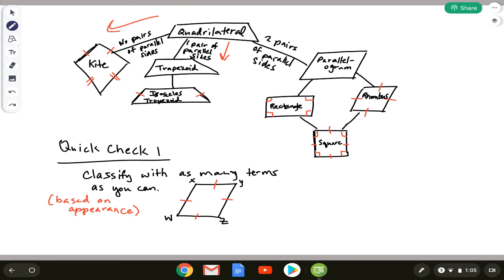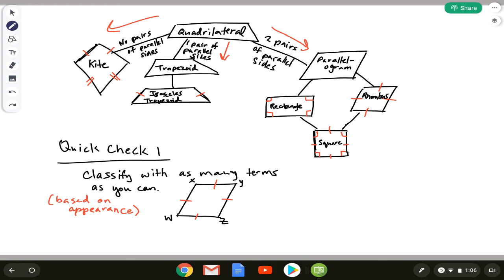And then finally, over here on the right, I have figures that have 2 pairs of parallel sides. So the most general figure is the parallelogram, and then underneath that are special cases. So the rectangle is a special case of a parallelogram, the rhombus is a special case, and then the square is a special case of a rhombus and a rectangle.